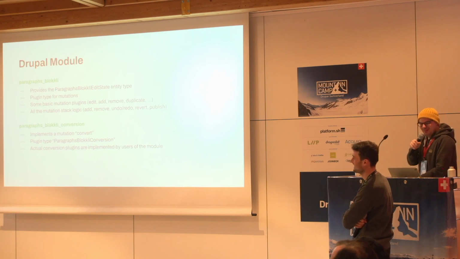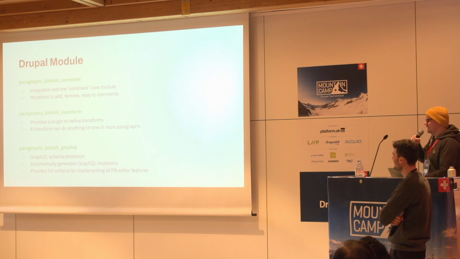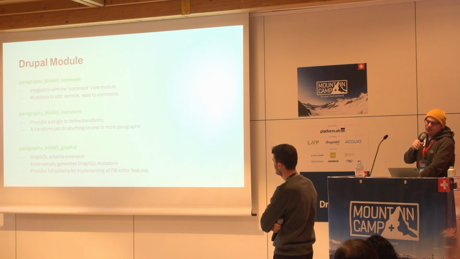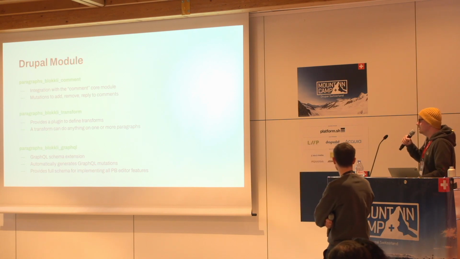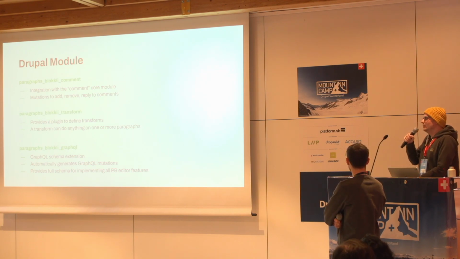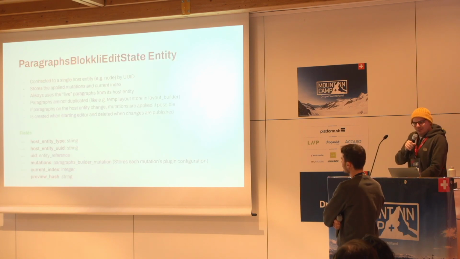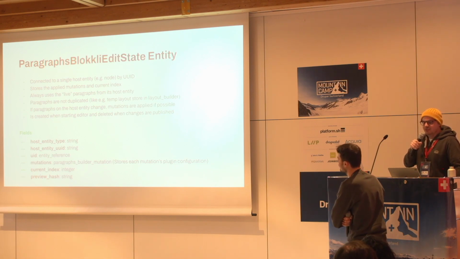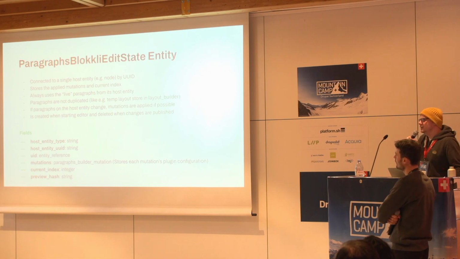Anyway, maybe I'll just skip through all these submodules, because that's just the way you do it usually. One important thing is that you have a GraphQL schema extension, and that is the one that exposes all the mutations and options so that you can integrate Blokkli with your Drupal setup. The edit state is the thing that stores the information about what you're editing. So you can see there are fields, a host entity type, a UUID. There's not really an entity reference, because the edit state works with any entity type.